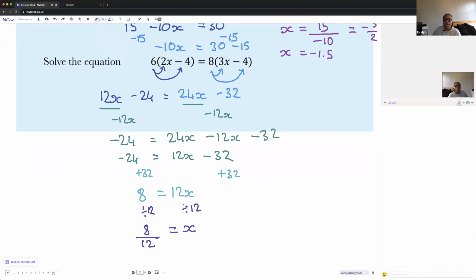Now you could leave this one as your final answer because it doesn't tell you to leave your fraction in its simplest form, or you could simplify it if you wanted to. And remember, 4 goes into both the numerator and the denominator. So 8 divided by 4 is 2, and 12 divided by 4 is 3. So x equals 2 over 3 for the last one.